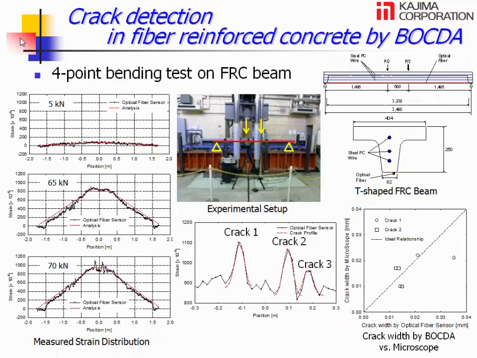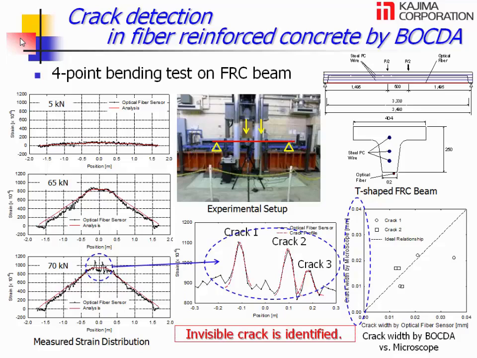And this is another trial by the Kazuo Corporation. This is a 4-point testing of fiber reinforced concrete. We push more and more, and the distributed strain becomes like this. Here we happen to have a strange shape in the distribution of the strain, and this corresponded to a tiny crack. By using some calculation, they could get the width of the crack. They found a crack several tens of microns wide, a tiny crack, by using the BOCDA. An invisible crack is identified.